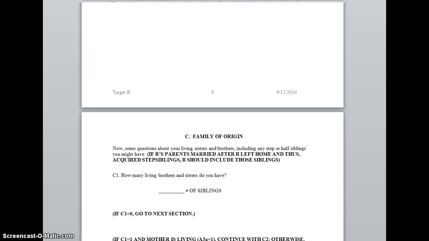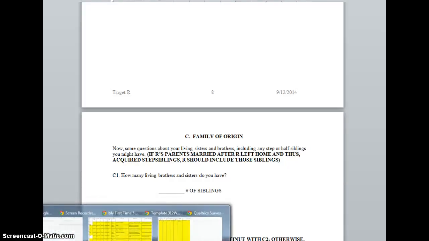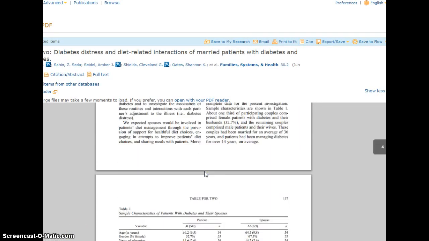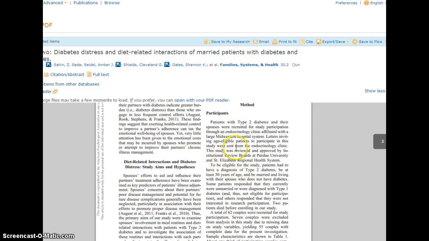Sometimes we can't calculate this rate. For example, in the study we were looking at before, if we look up, it says that letters inviting age-eligible patients to participate were sent from the endocrinology clinic. We have no idea how many letters were sent out from the endocrinology clinic as researchers. We only heard back from those who responded, so we don't really know the response rate for that one. Sometimes you do and sometimes you don't.